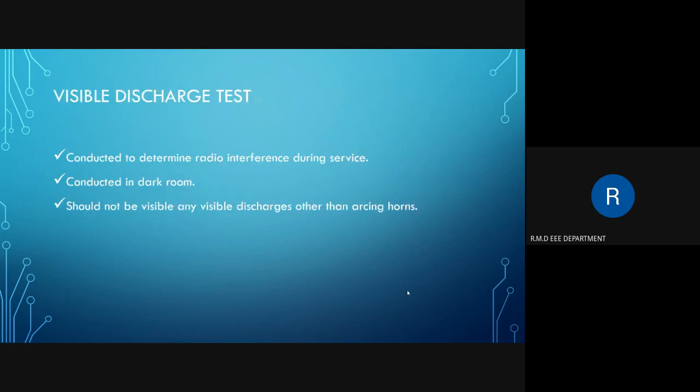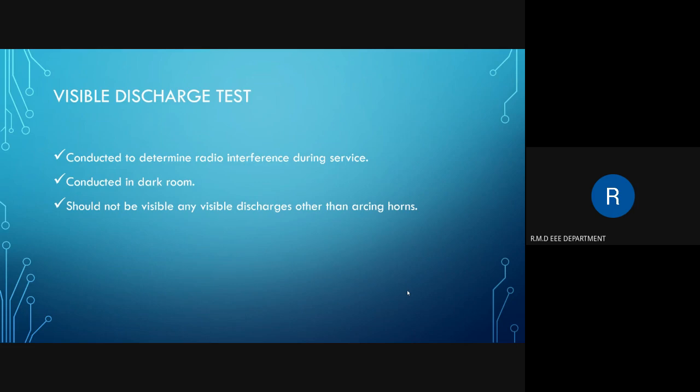The next test is the visible discharge test. Under a specified voltage, the bushing is placed in a dark room. The bushing is able to pass the test if no visible discharges other than arcing horns are available. This test is conducted to determine whether the bushing is suitable in the service test. Now, the next test is the impulse voltage test.